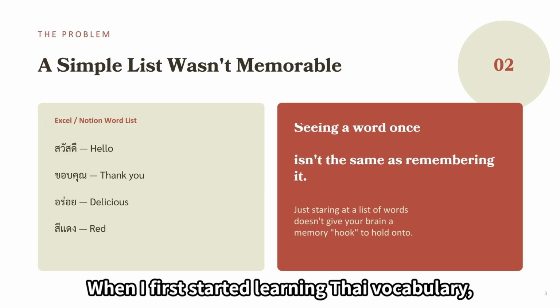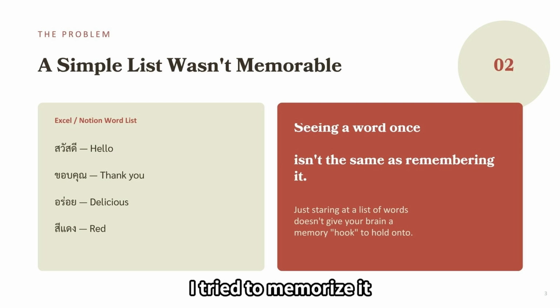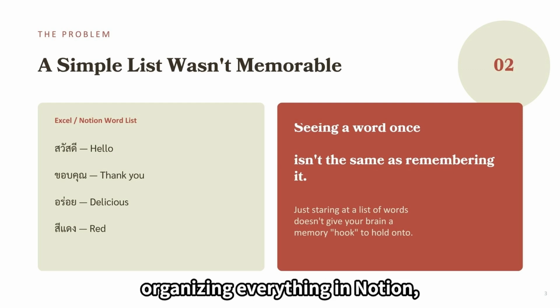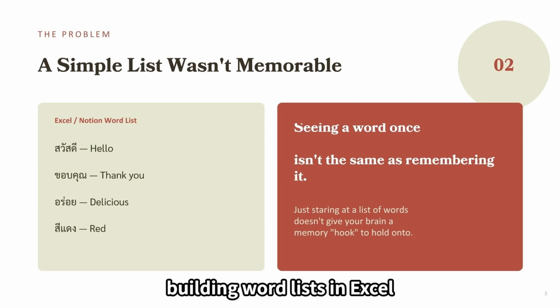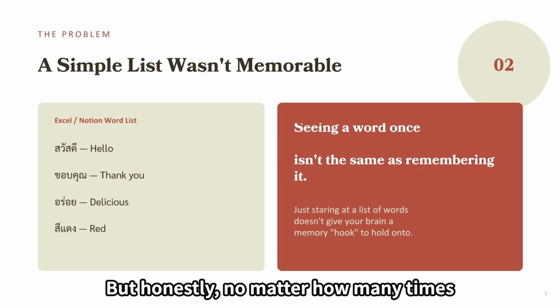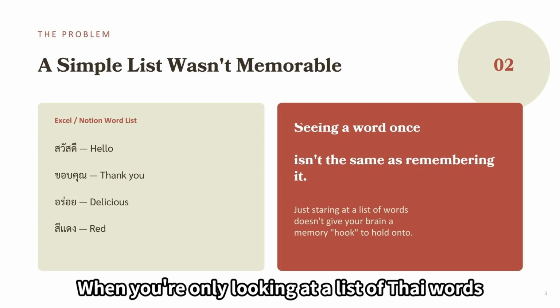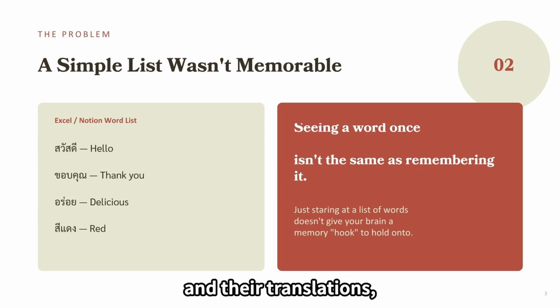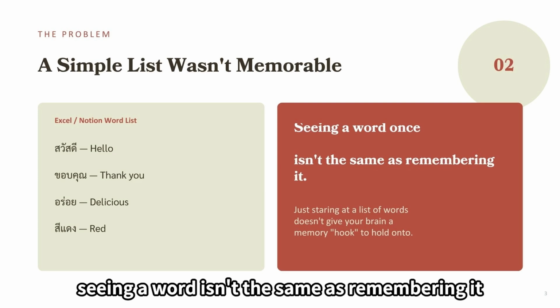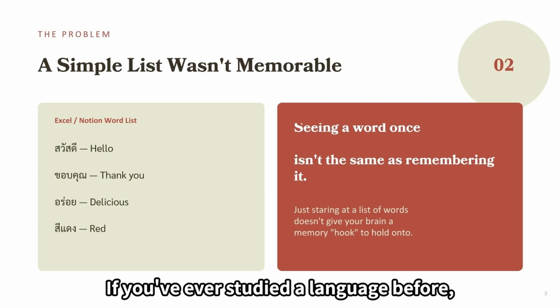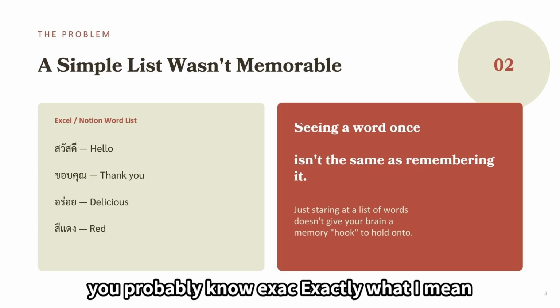When I first started learning Thai vocabulary, I tried to memorize it from plain text lists, organizing everything in Notion, building word lists in Excel. But honestly, no matter how many times I looked back at them, the words just didn't stick. When you're only looking at a list of Thai words and their translations, seeing a word isn't the same as remembering it. If you've ever studied a language before, you probably know exactly what I mean.